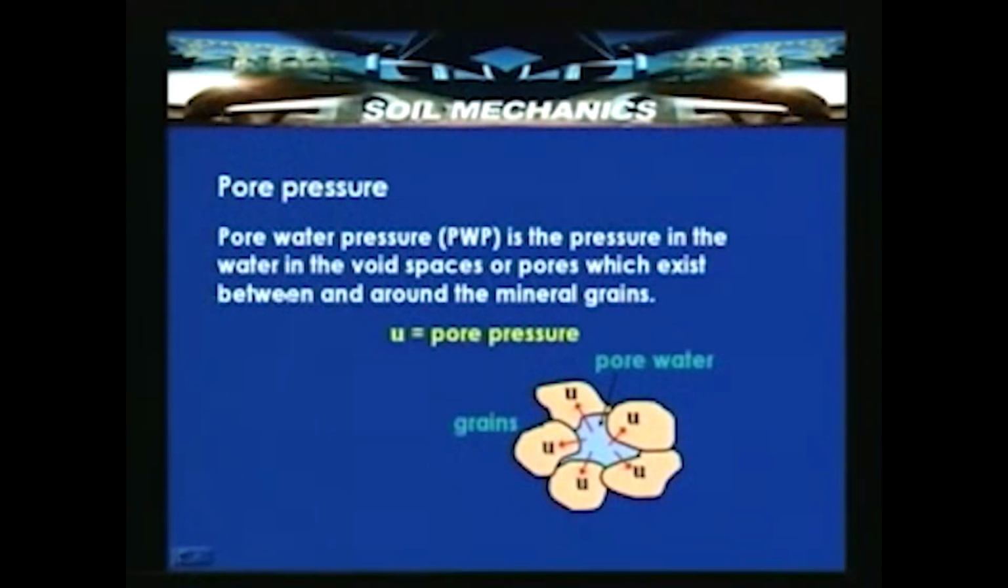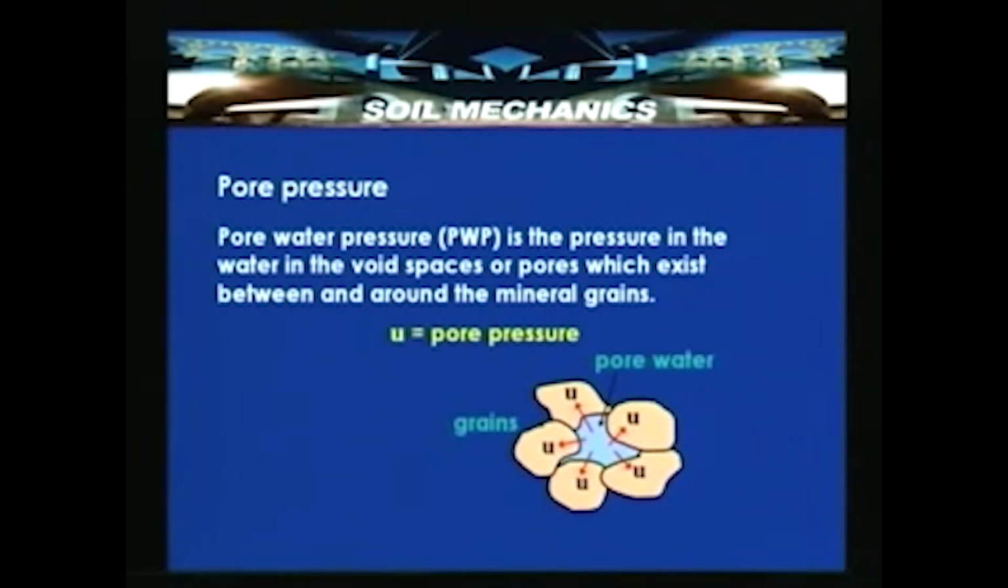So, the pore water pressure, which is designated as PWP or with a small letter u, is the pressure of the water in the void spaces or pores which exist between and around the mineral grains. So, pore water pressure is the pressure in the water in the void spaces or pore spaces which exist between and around the mineral grains.